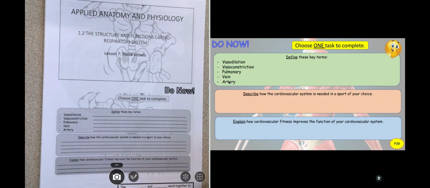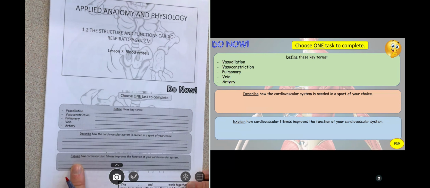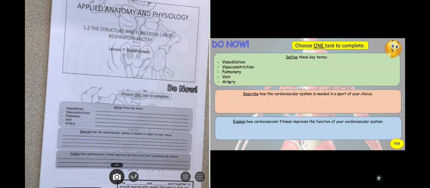The next task is to describe how the cardiovascular system is needed for a sport of your choice. And then the last, in that space at the bottom, just explain how cardiovascular fitness improves the function of your cardiovascular system. So pause now if you're going to have a go yourself, and I'm just going to work through and then I'll go through the answers in a second.